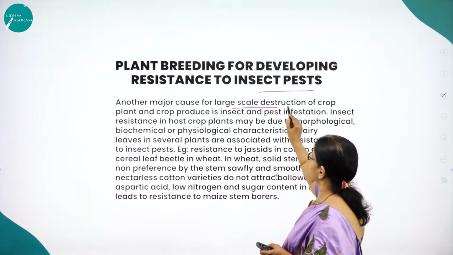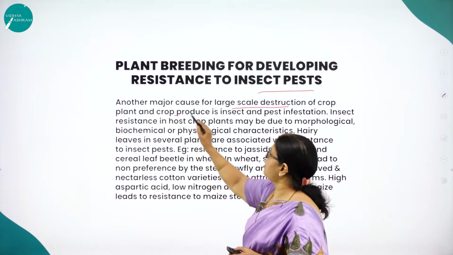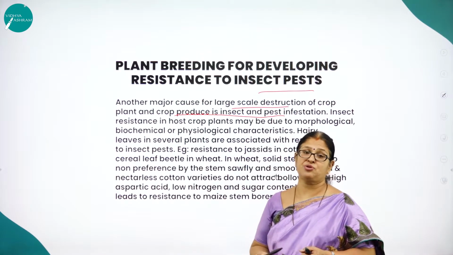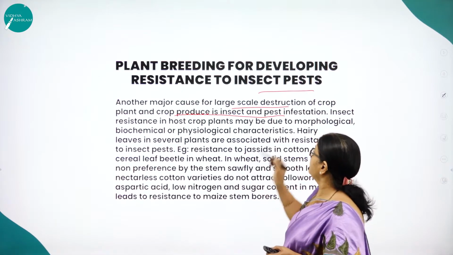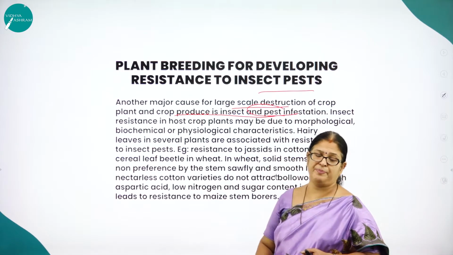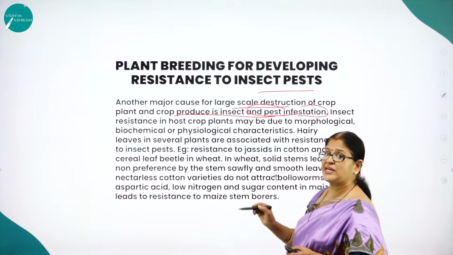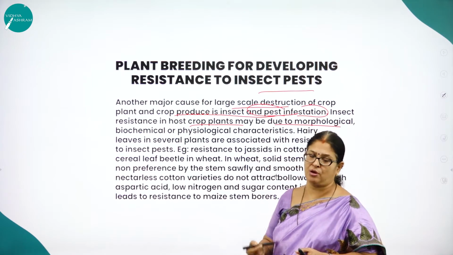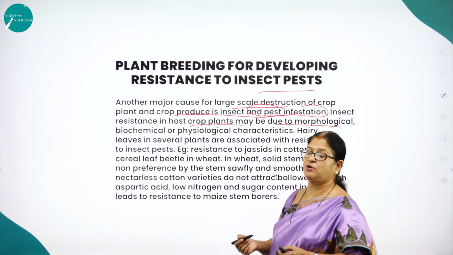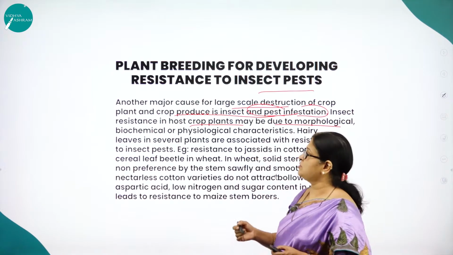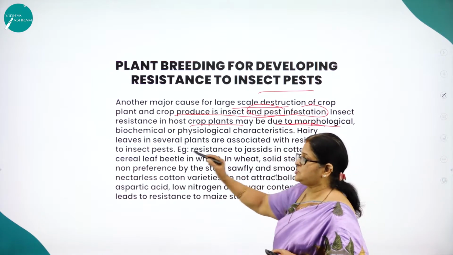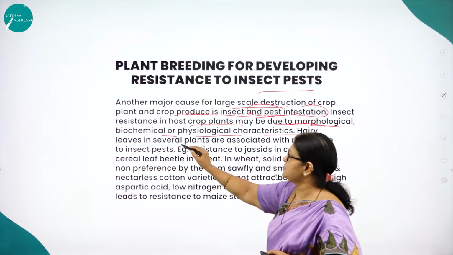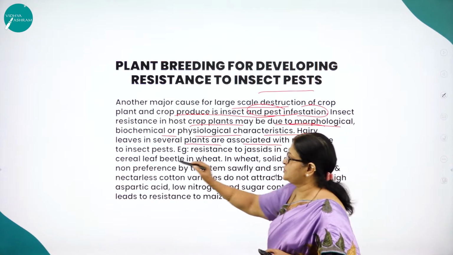Another major cause of large-scale destruction of plants and crop produce is insects and pests. All of us know that most of the crops are destroyed by insects and pests. So what do we call it? Pest infestation. Insect resistance in host crop plants may be due to, depending upon the crop variety, the crop may be resistant or prone to these insects or pests, and may be due to morphological, biochemical or physiological characteristics. For example, hairy leaves in several plants are associated with resistance to insect pests.